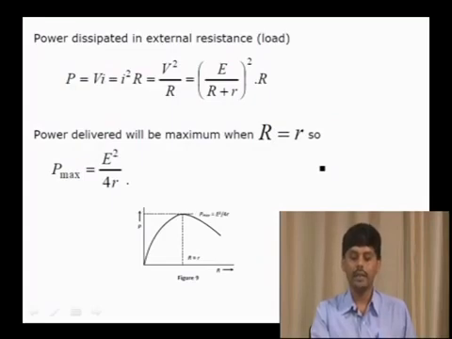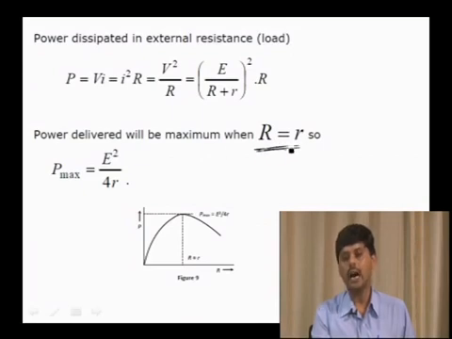Now, the power dissipated in the external resistance: P = VI, in terms of I squared R, and in terms of voltage, V squared by R. We know the expression for I, that is E divided by R plus r, so power is E over R plus r, whole squared, into R. The power delivered will be maximum when capital R equals small r. It means that the external resistance is equal to the internal resistance of the cell. Then the power dissipated is maximum. P maximum is equal to E squared divided by 4r. If you plot a power versus resistance curve, we get a curve like this.